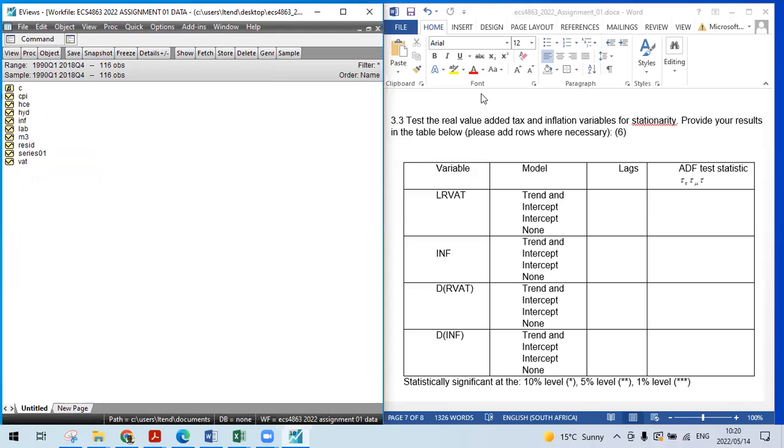So the question is saying, we are starting now. The question is saying, test the real value-added tax and inflation variables for stationarity. Provide your results in the table below. Please add rows where necessary. It's for 6 marks. So if you take a closer look, you'll see that we want to test for real VAT as well as inflation. But the good thing, like I said last time, your lecturers, they like you. This is just a hint. They're telling you that VAT should be logged and you should also make it real.